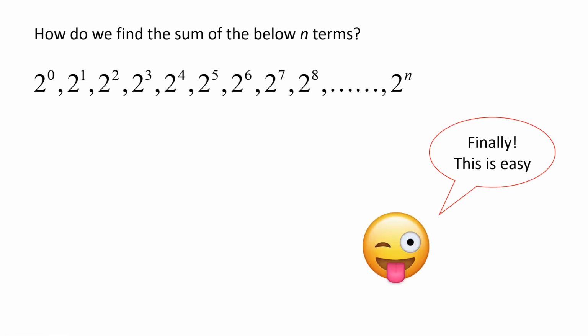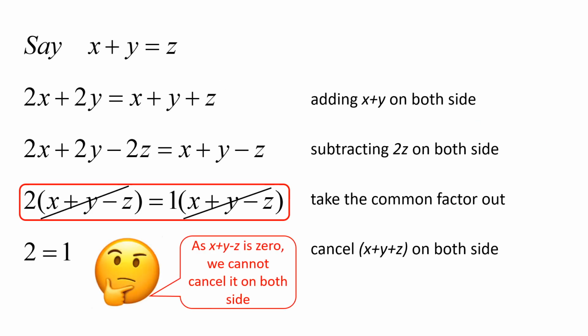Yes, finally this is easy. How can we sum up all these terms, which is 2 to the power of 0, 2 to the power of 1, 2 to the power of 2, all the way to 2 to the power of n? Is there an easy way to do this? Now let's move on to the solution.